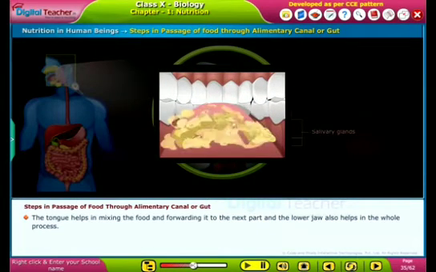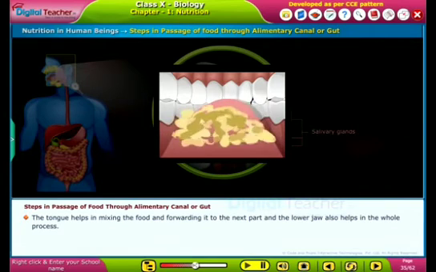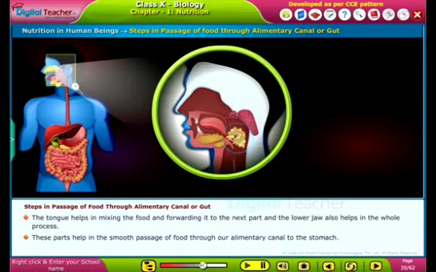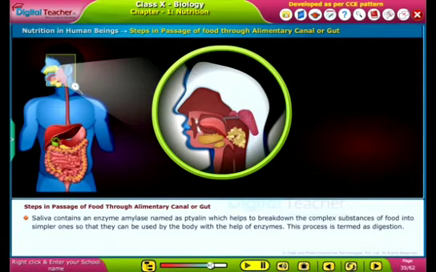The tongue helps in mixing the food and forwarding it to the next part, and the lower jaw also helps in the whole process. These parts help in the smooth passage of food through our alimentary canal to the stomach. Saliva contains an enzyme, salivary amylase, also named ptyalin, which helps to break down the complex substances of food into simpler ones so that they can be used by the body. This process is termed digestion.